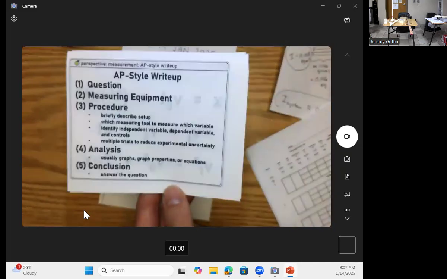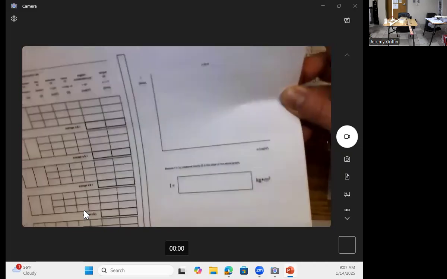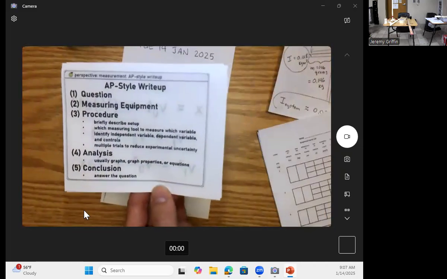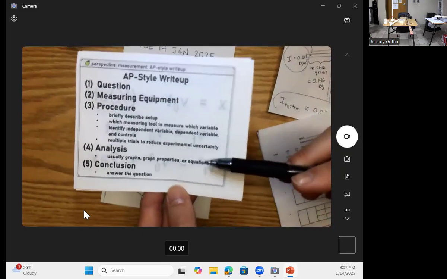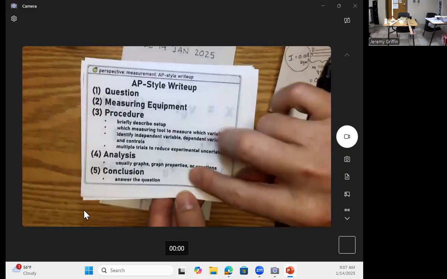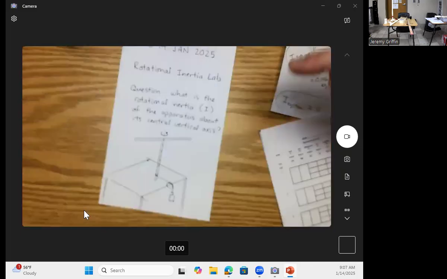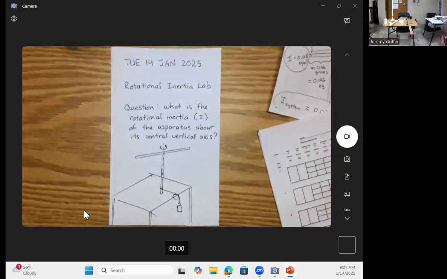I have a big old graph set up for you guys. You see this big old graph space? And there might be a little bit of calculations leading into that. Well, I had to calculate this to be able to get to that point. Maybe that's part of analysis. And then make sure your conclusion answers the question. And you guys know what the question is: what's the rotational inertia about the central axis? Okay, good so far?